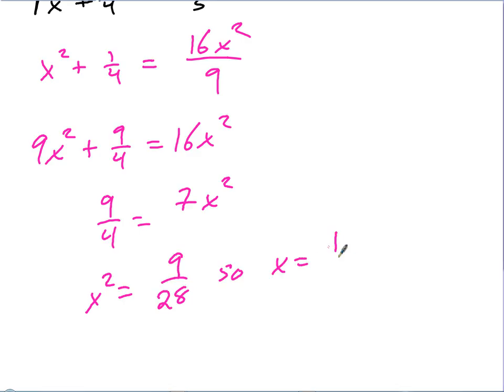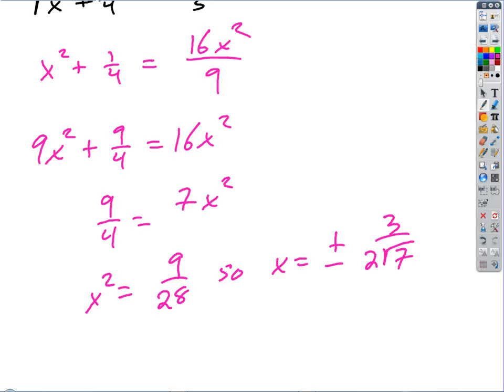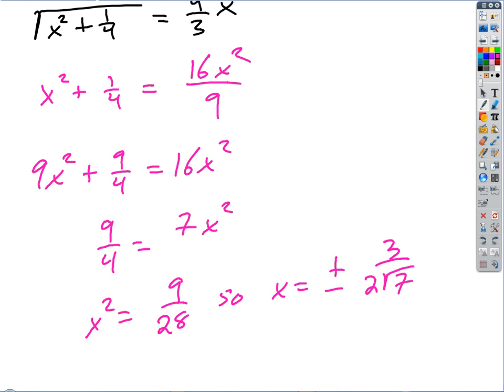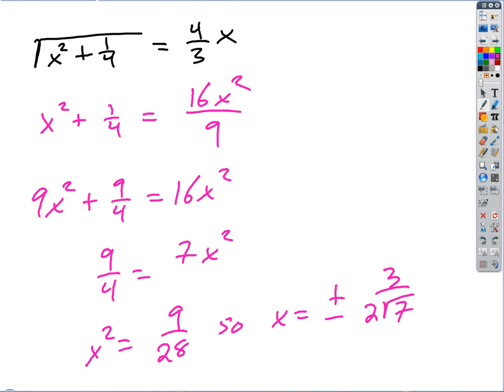So x equals plus or minus. What's that going to be? Square root, and I just leave it as the square root of 9/28. That's an exact answer. Right. If we plug that back in to see if it works now, let's see. It's almost easy.